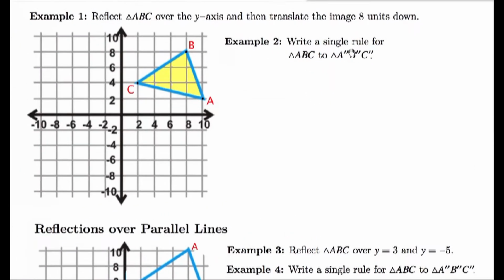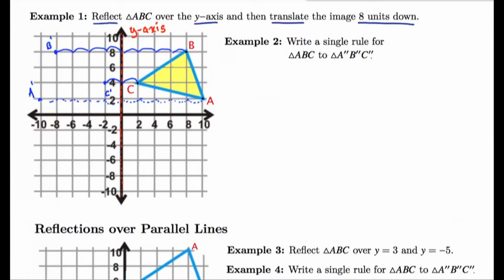We're going to reflect triangle ABC over the y-axis and then translate the image 8 units down. So these are two transformations. We're doing a reflection and then a translation, or we could say this is a flip and a slide. So I have triangle ABC already plotted here. I'm going to reflect it over the y-axis. So it's going to be equidistant from the point to its prime point.